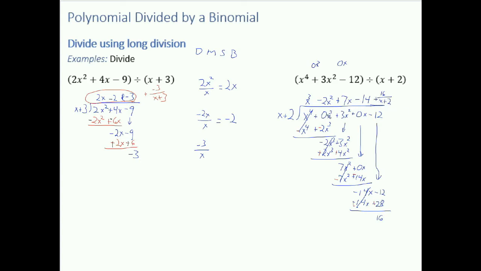So that is a review of long division, which we can use for polynomials.